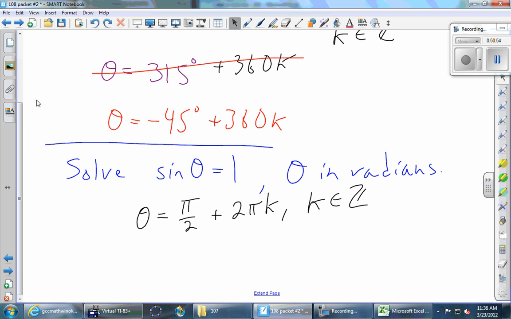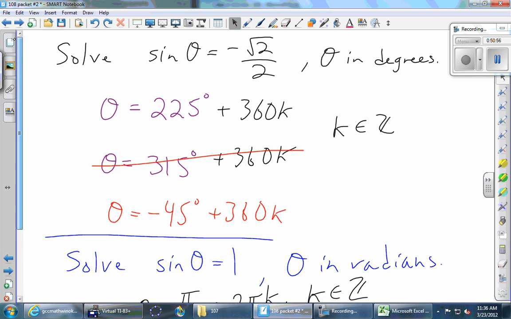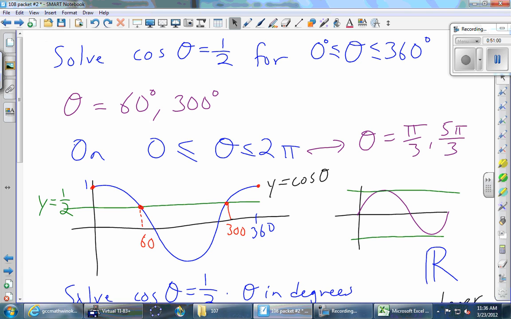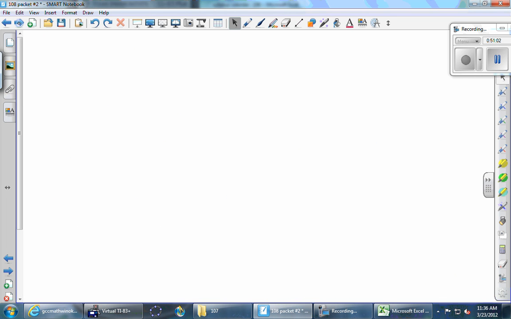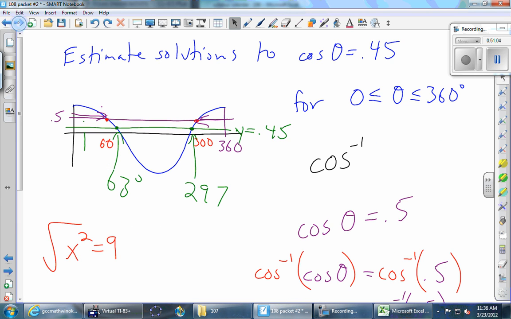Suppose that we come back to the question that we have not answered yet, which was the 0.45 one. We are again solving cosine of theta is 0.45. We've estimated 63 degrees and 297. Those are my estimates. You could have different estimates. Let's see if you can find both answers between 0 and 360. Now you're allowed to use your calculator.